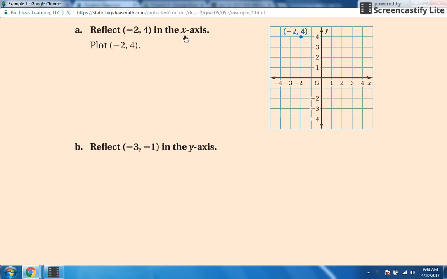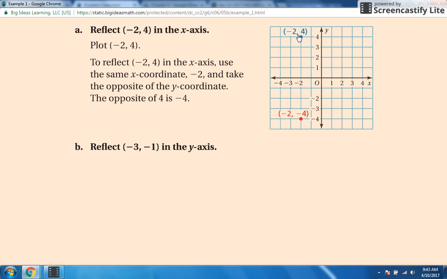They want us to flip it over the x-axis. So if you remember, the x-axis is the one that goes horizontal. If I'm flipping it over this, it's going to end up in quadrant 3. It's going to be down here. When you flip it over the x-axis, the x-coordinate stays the same, so -2 will not change, and the y-coordinate, which in this case is 4, becomes the opposite, which is -4.